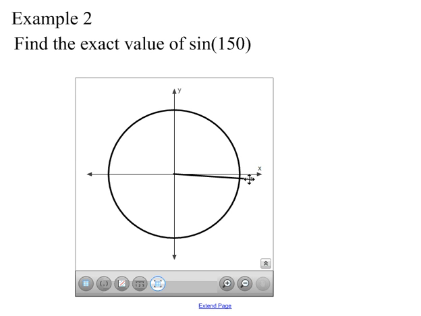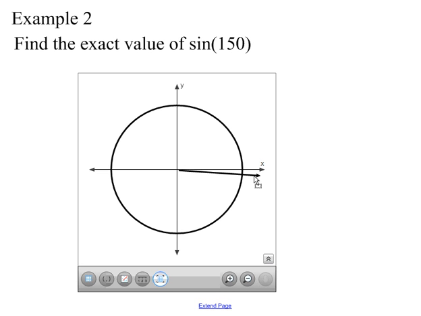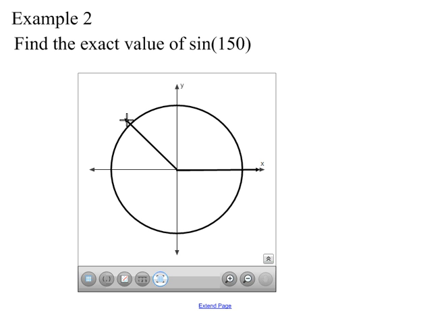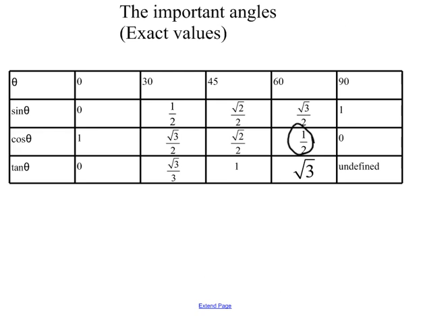Whoops. Let's go ahead and fix that. Oh boy, all over the place. Okay, so there's the initial side. 150 degrees is going to be about here. So from here to here is 150 degrees. What's the reference angle? The reference angle has to be 30 degrees. So then I ask myself, what's the sine of 30 degrees? Go back to your chart. Sine of 30 degrees is 1/2.